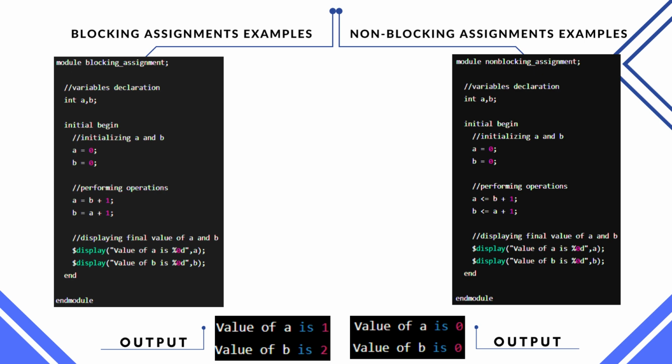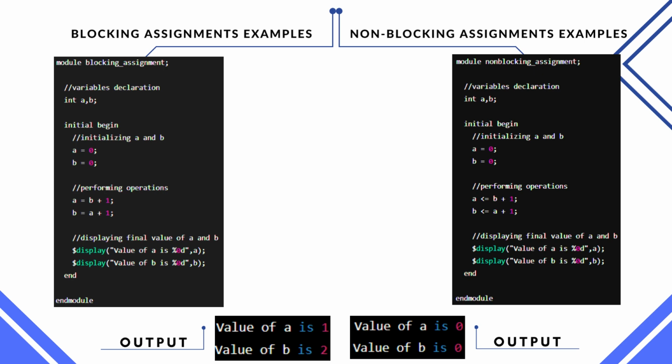First, we will implement this using blocking assignments. In this case, we will initialize A and B, and then perform the operations using blocking assignments. Finally, we will display the final values of A and B. After executing the code, we get the output as follows: value of A is 1 and value of B is 2. Now, let's implement the same operations using non-blocking assignments.